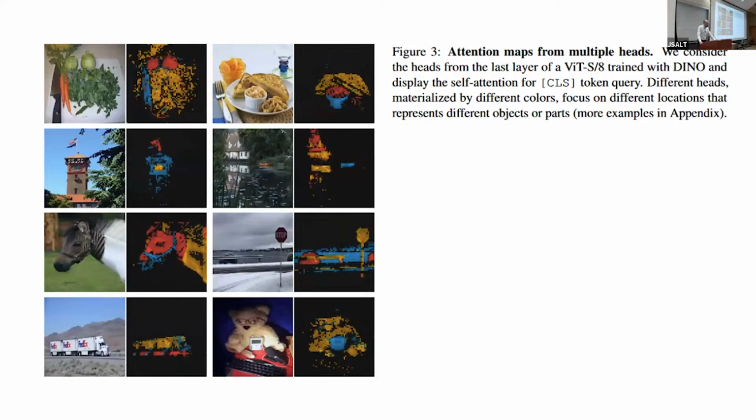Here is something interesting. These are the attention maps of different heads of the class token. Each head is drawn in a different color. You can see that the heads actually specialize to something. And nowadays, DINO features are used, for example, for depth estimation, pose estimation, and all these tasks.